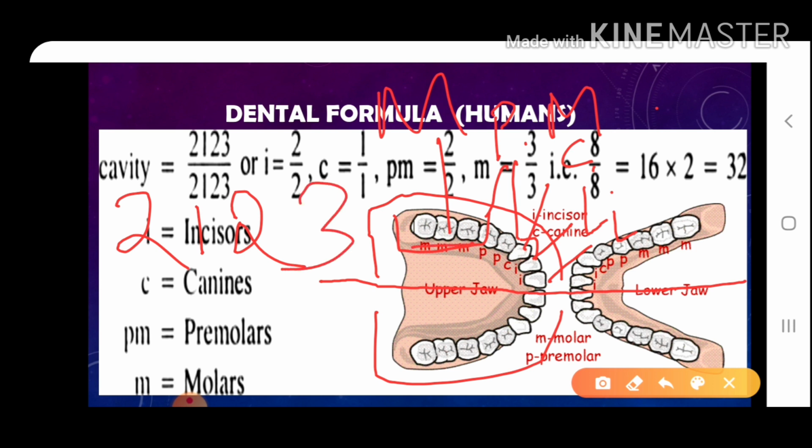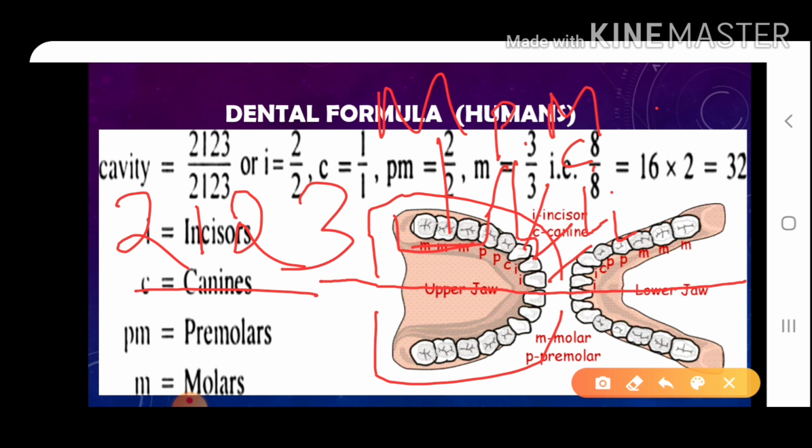Now this line that you can see over here, this is not division. This is just a demarcation. Please remember, don't confuse it with the sign of division. This is a sign of demarcation. The upper part represents the upper jaw and the lower part represents the lower jaw.